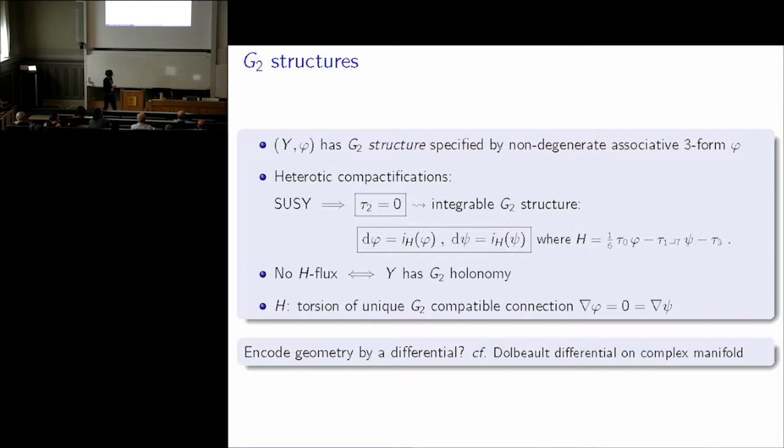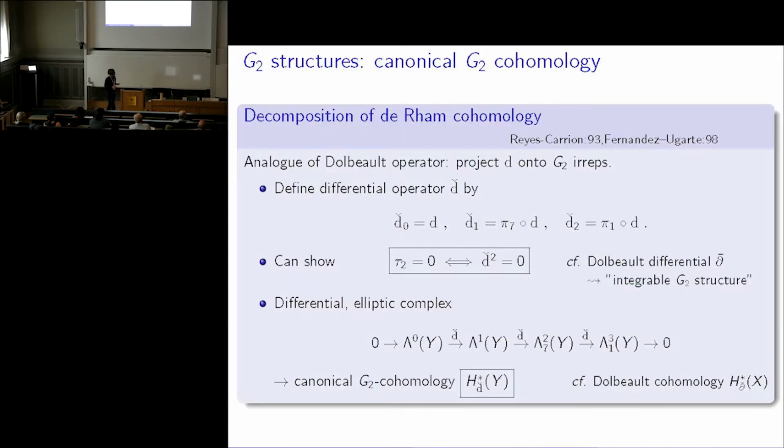So what I would like to start with, in order to achieve my goal of describing this whole heterotic system in terms of a nilpotent differential, is to encode this geometry here as a differential. And this is something that would be analogous to how you can describe a complex geometry in terms of a Dolbeault differential. So this works like this.